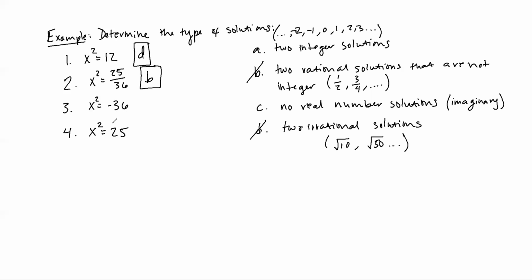Number 3 here, we're given x squared equals a negative. Anytime you see x squared equals a negative, you should automatically think this is not real. So this is C. We would have imaginary solutions, which leaves A for this last one here. That's because x squared equals 25. 25 is a perfect square, so we would have 5 and negative 5, which are both integers.